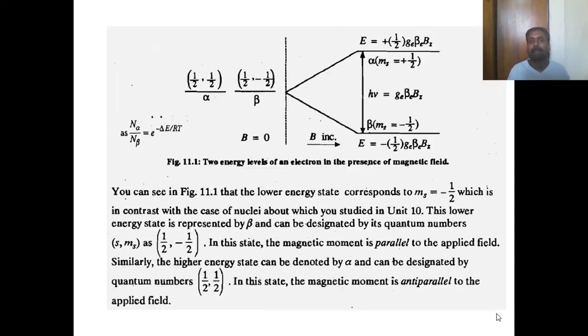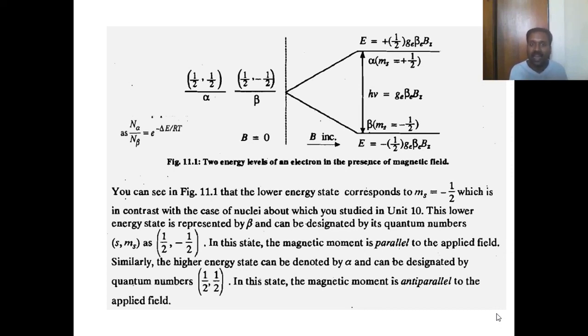Look at this diagram. The energy levels have got separated, or the energy levels have been formed, because of the application of the external magnetic field. If you release the external magnetic field, what happens? B becomes 0 and the spin states become degenerate. If you have an external magnetic field, the spin states become non-degenerate, or of different energies. We can also quantify those energies: E is equal to plus or minus half g_e beta_e into Bz.